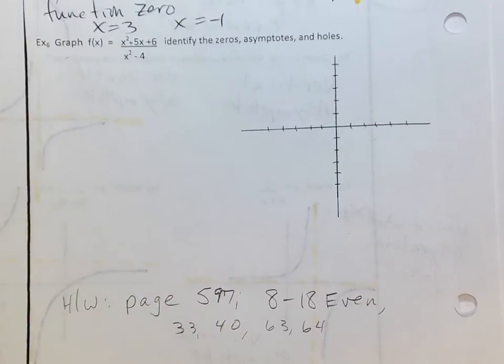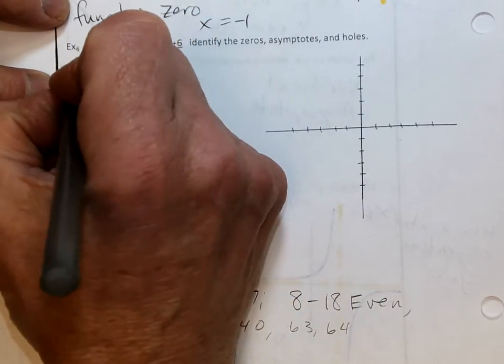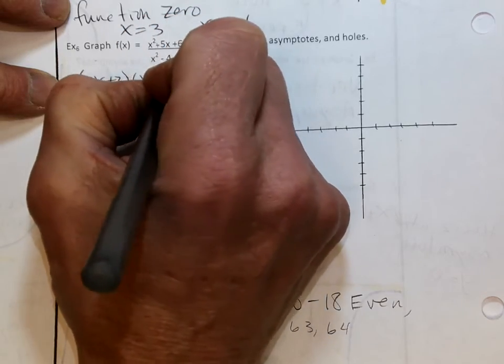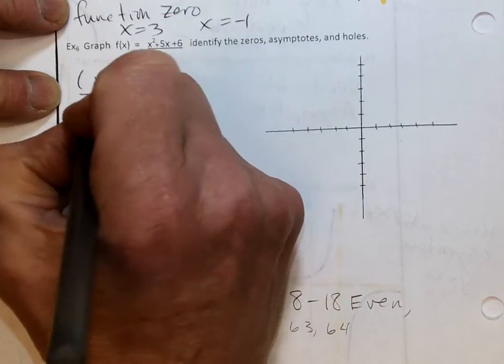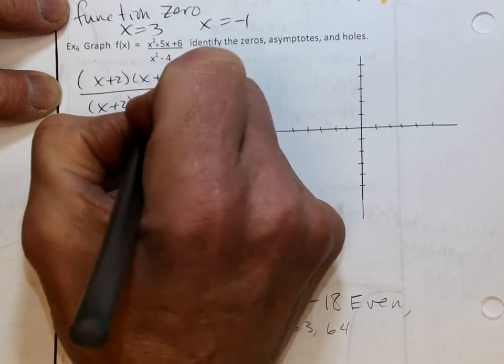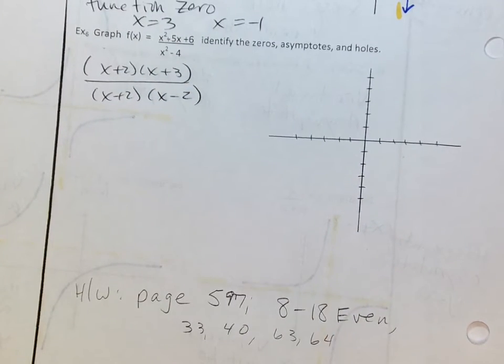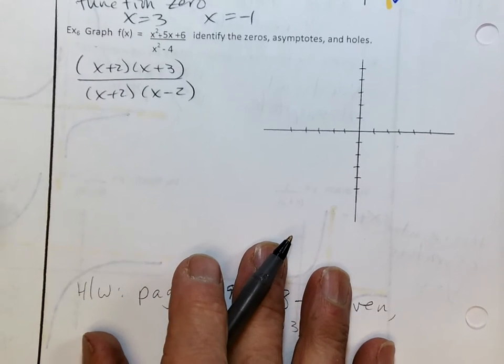Now, let's graph this one. But before I graph it, I'm going to factor it. I'm going to go x plus 2, x plus 3 over x plus 2, x minus 2. Now, before I graph it, I'm going to tell you something I know. This is really important. Right off the bat, I know this.